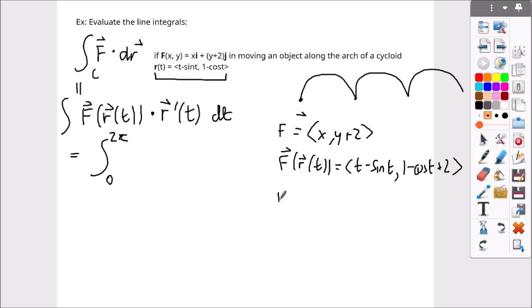What's r prime? R prime is 1 minus cosine t. I was confused for a second. I shouldn't have been. And then positive sine t. So what's 1 minus cosine t plus 2? It's 3 minus cosine t.